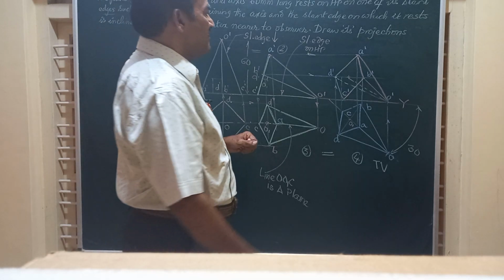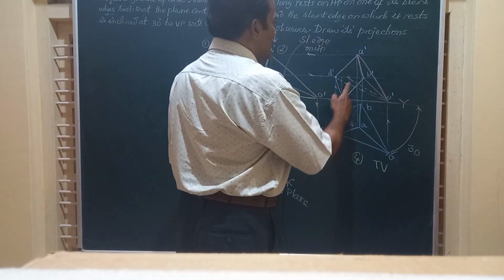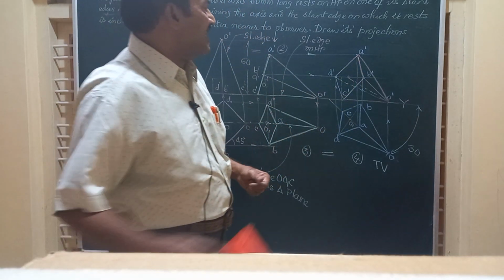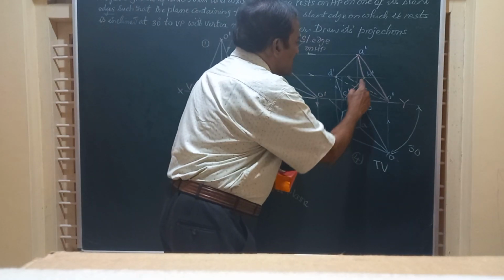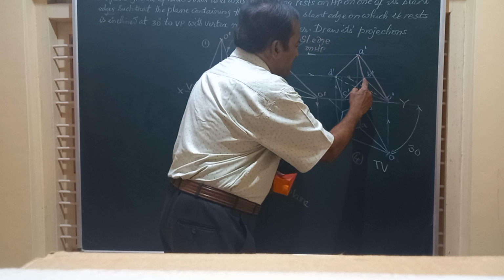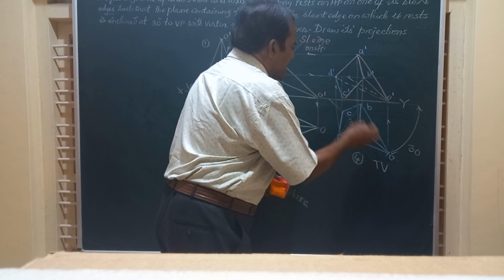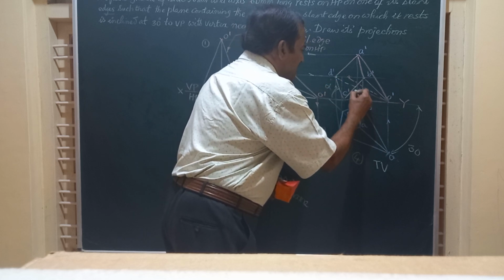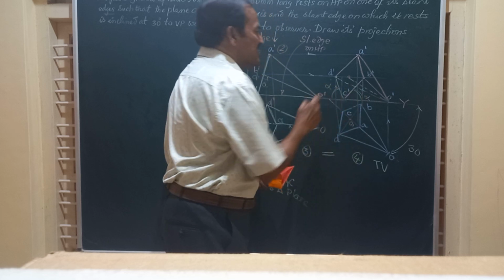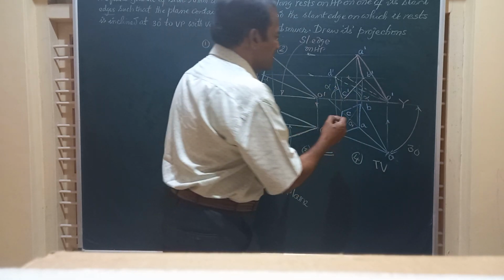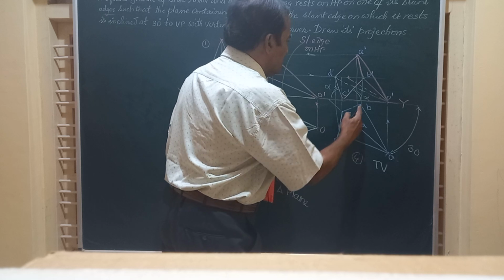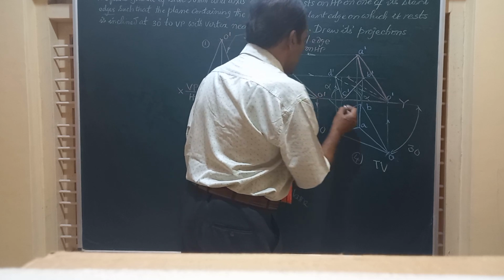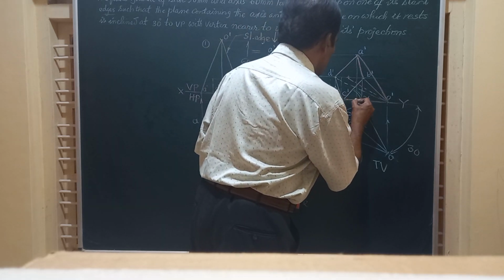So friends, now we can observe that this solid, that is a square pyramid, is resting on HP, and the two edges of the base, namely B dash C dash, D dash C dash, make equal inclination, say angle alpha with the XY line. This is alpha, this is alpha. And you can easily find that this is resting on this slant edge OC. So this O dash C dash and this O dash C dash is here.